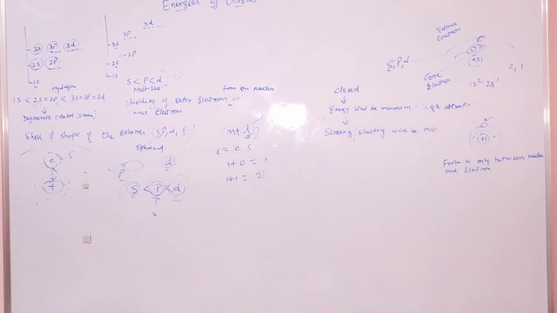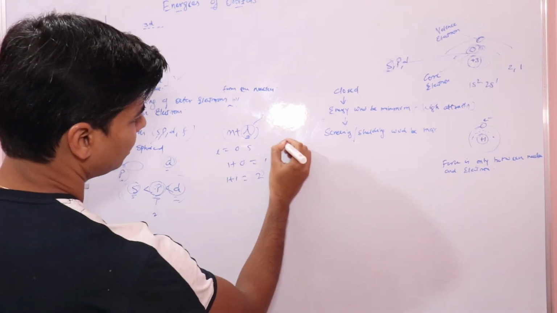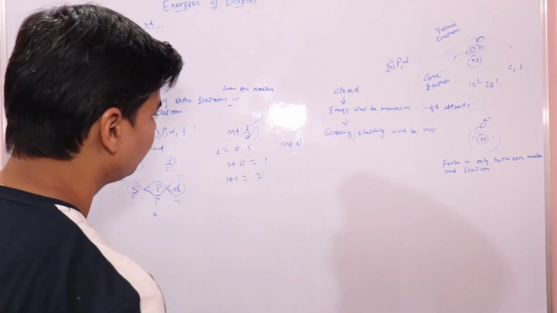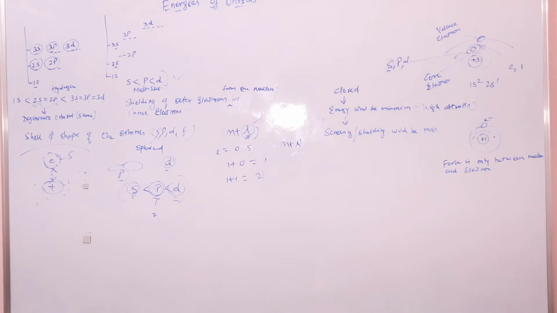So the lower the value of n plus l, the lower the energy of the orbital, right? And there is one more thing that we need to understand here: the energies of orbitals in the same subshell decrease with an increase in atomic number, right?